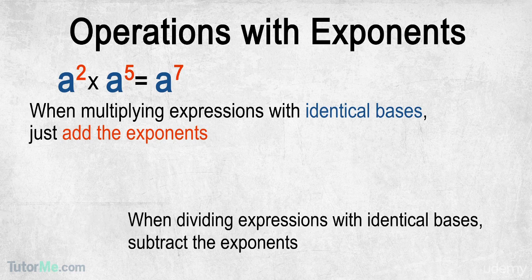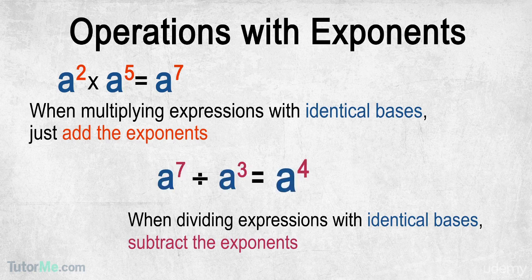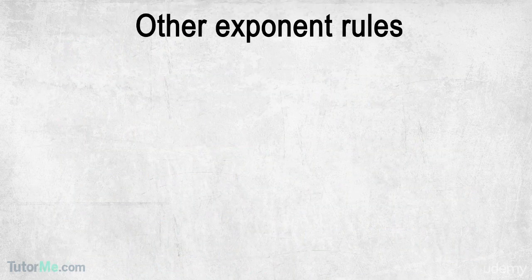And when dividing expressions with identical bases, you would subtract the exponents. So for a to the 7th divided by a to the 3rd, you would get a to the 4th. Remember, in order for this to work, the bases have to be the same. If they're not, you wouldn't be able to combine the exponents. Let's quickly run through some other basic exponent rules.